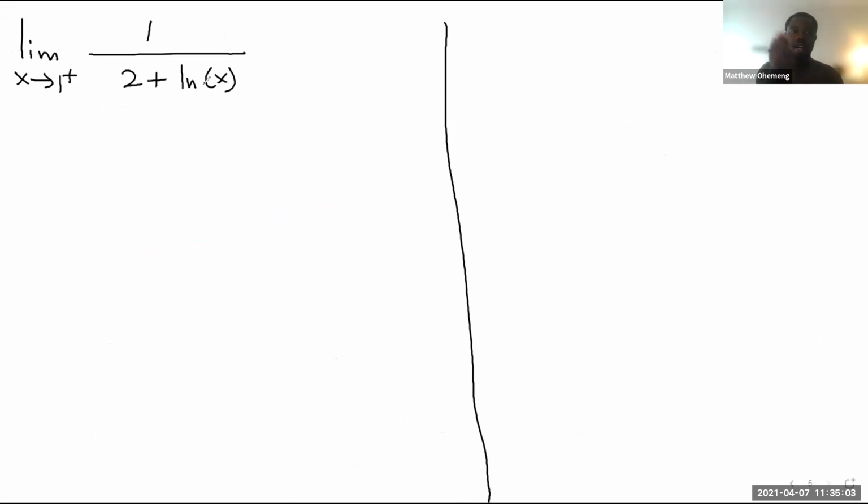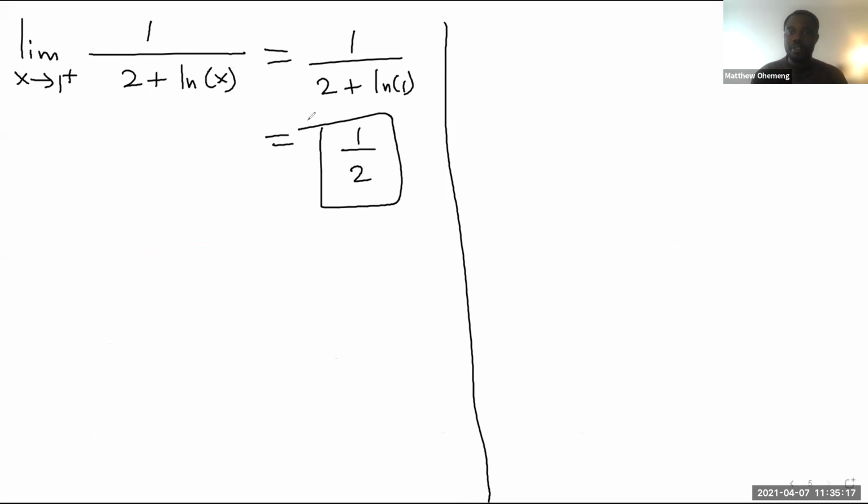So this is where we are now. Now for this one, we don't have any common factors to cancel out. So we just try plugging, right? So we end up with 1 over 2 plus ln of 1. But ln of 1 is 0. So that one, we got 1 over 2. We didn't get 0 over 0 again. This one is perfect, right? No problems. So that's our answer.